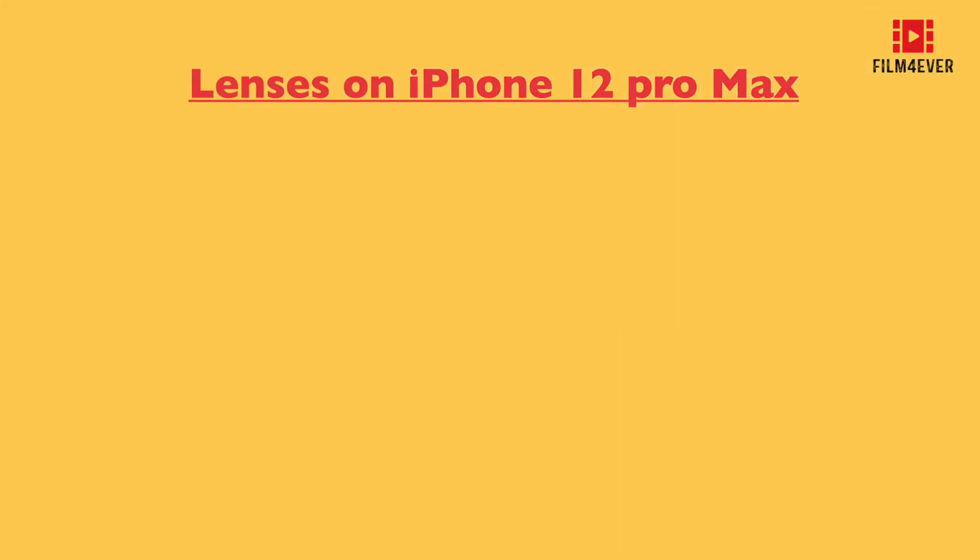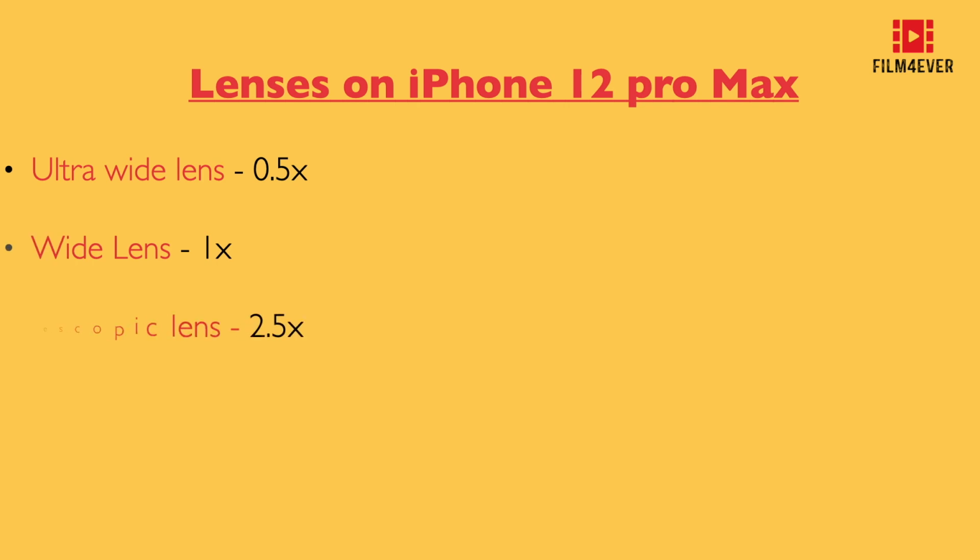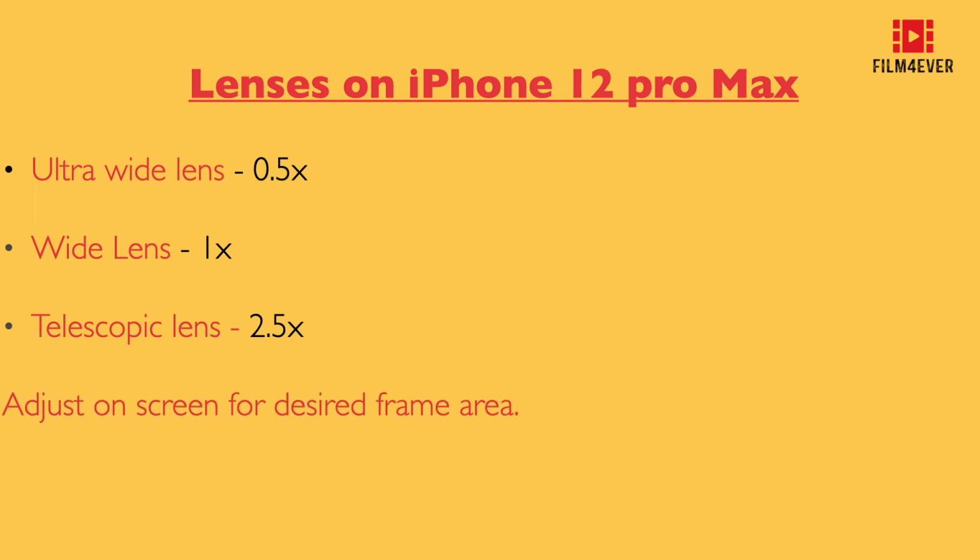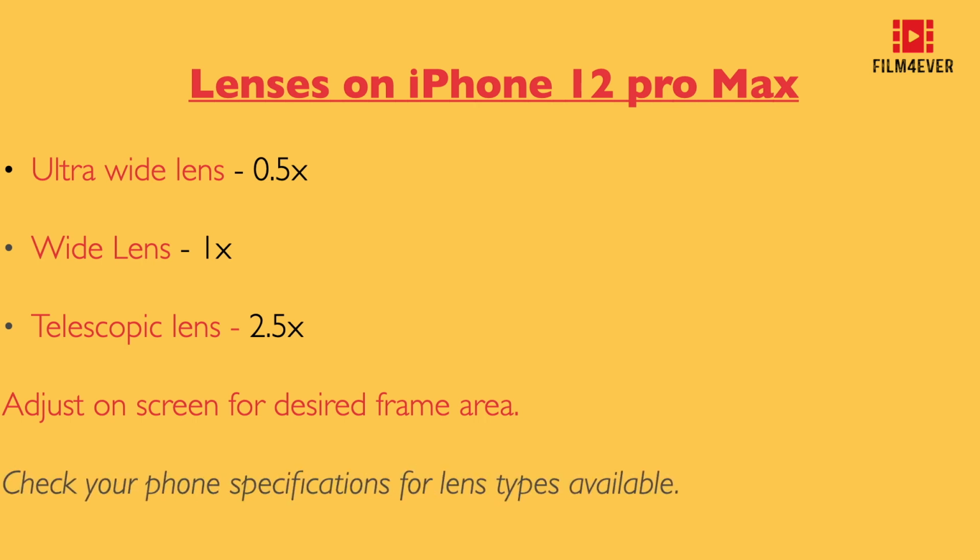We have three lenses on iPhone 12 Pro Max. The first is the ultra wide lens, which is designated by 0.5x, the wide lens with 1x, and the telescopic lens with 2.5x. Depending on what you want to capture on your screen, you can select the lens accordingly. And also remember, you can adjust the screen for a desired frame. And for your phone, you need to check which lens specification is available.